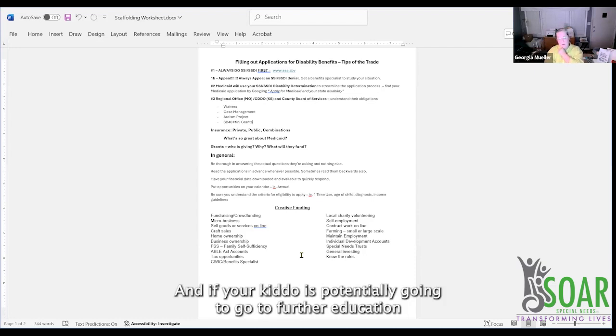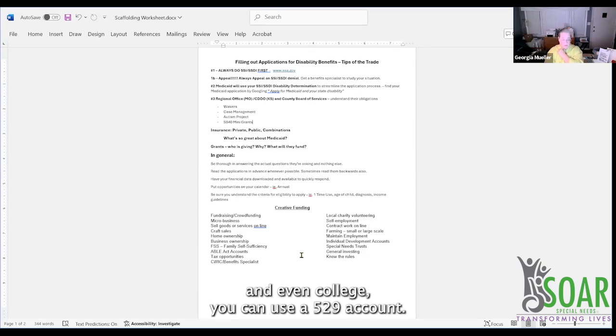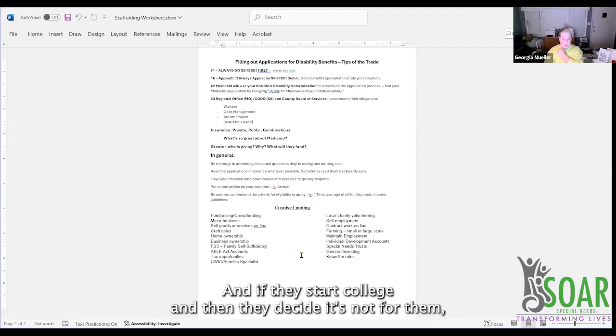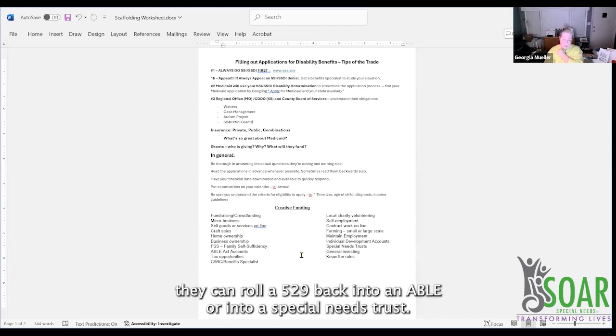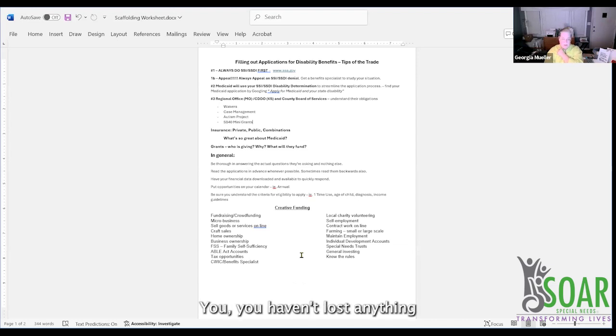And if your kiddo is potentially going to go to further education and even college, you can use a 529 account. And if they start college and then they decide it's not for them, they can roll a 529 back into an ABLE or into a special needs trust, and you haven't lost anything. And none of those things will be counted against them in eligibility for benefits.